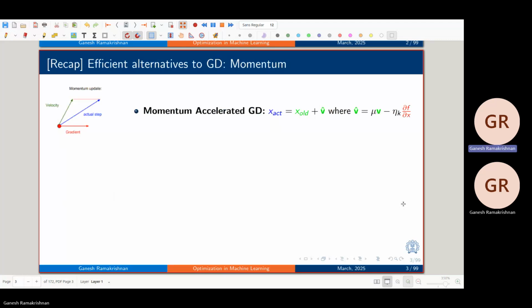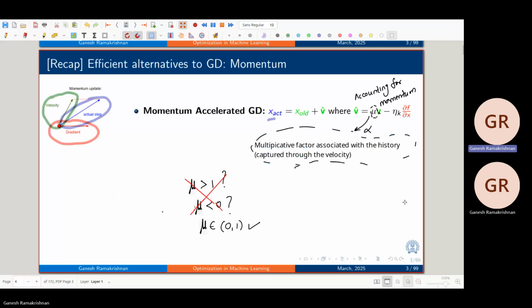So a recap of our discussion on this very important topic of momentum, right? Momentum, as I said, we are saying momentum accelerated. What does that mean, right? Acceleration is second order, momentum is first order. But that's why I'm using the word momentum a little generously. And we had these two components.